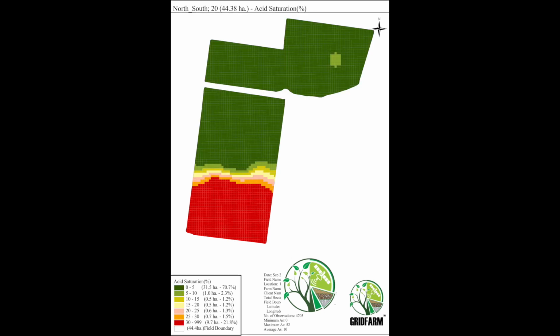Acid saturation is a way to indicate where we will most likely find aluminium toxicity. Very interesting, half of the southern block is totally acid and has a very high chance of aluminium toxicity, resulting in phytophthora and other root diseases. Not possible if we would take this as an average soil test. This might very well not have been picked up, and that's the advantage of doing grid sampling.